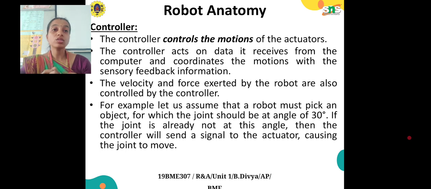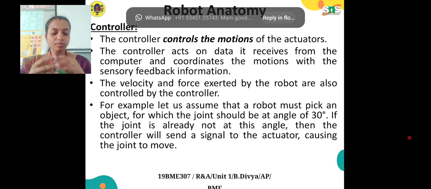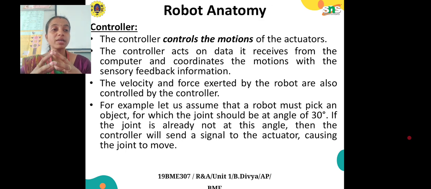The velocity and force exerted by the robot are also controlled by the controller. How fast the robot moves, how much force the robot is producing, and how quickly it works within the time limit can be identified and controlled by the controller.